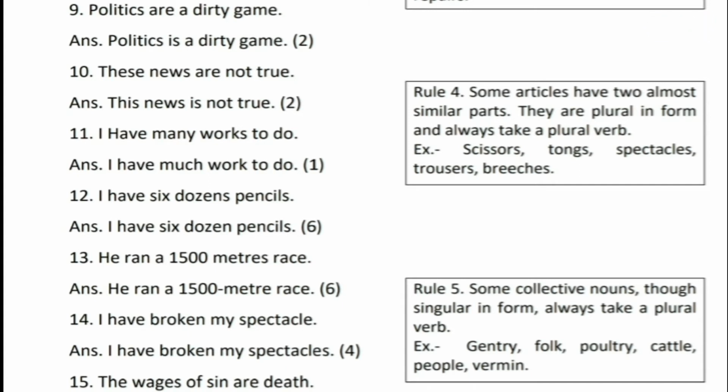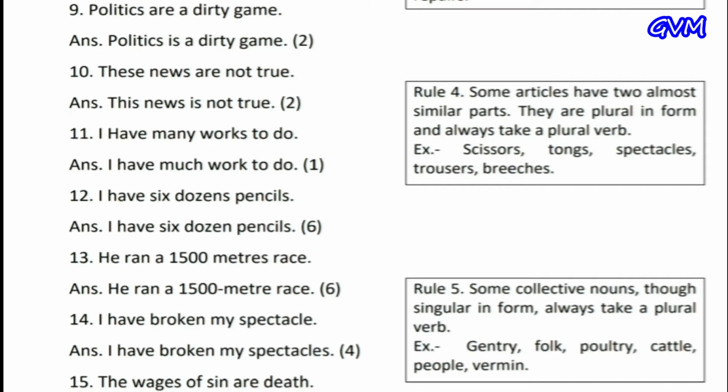Next, "These news are not true," and the correct answer is "This news is not true." In this statement we also use rule number 2. "I have many works to do," and the correct answer is "I have much work to do." In this statement we use rule number 1.